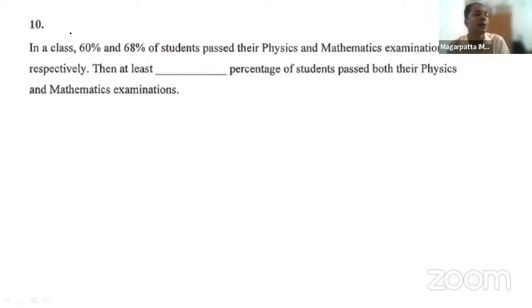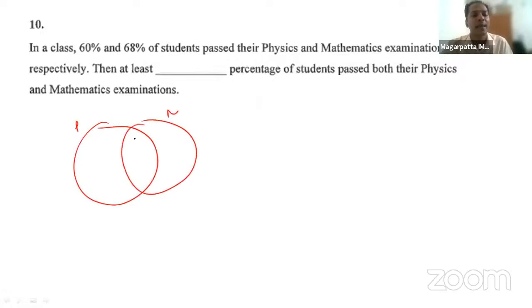In a class, 60% and 68% of students pass their physics and maths exams respectively. Then at least what percentage of students passed both their physics and maths examinations? This is a very common question type you would have come across. Okay, physics and maths, 60, 68. Okay, and what is the least number?